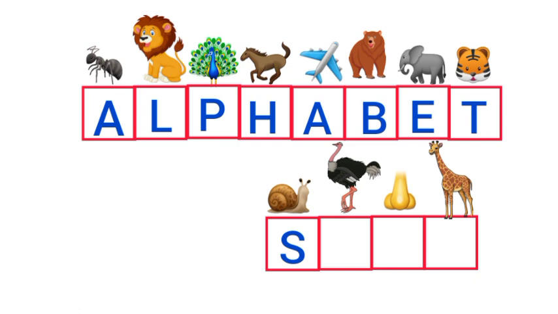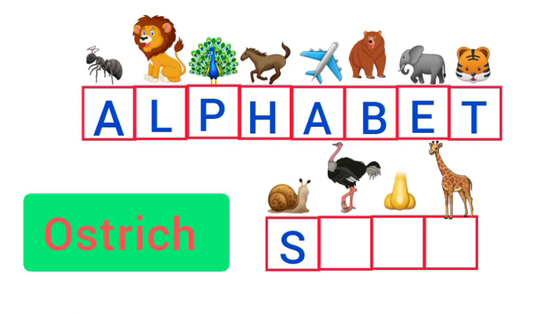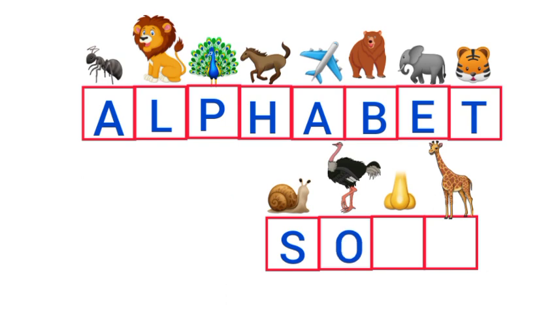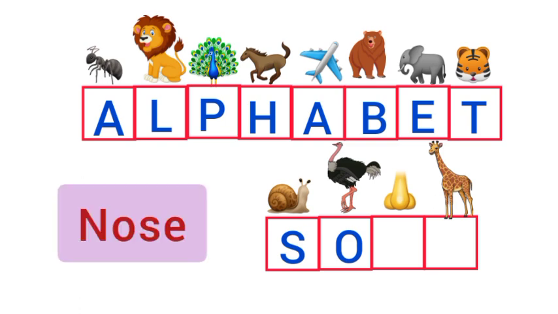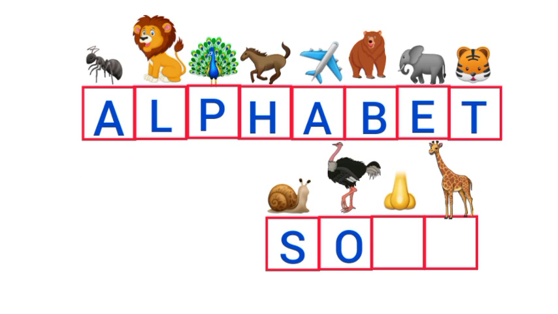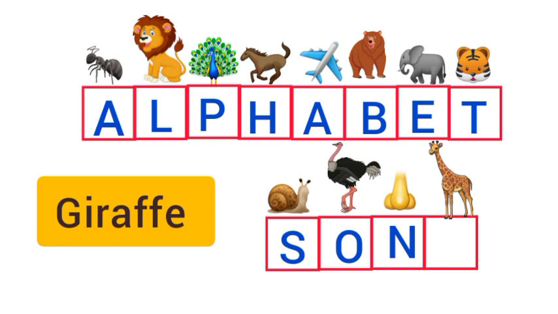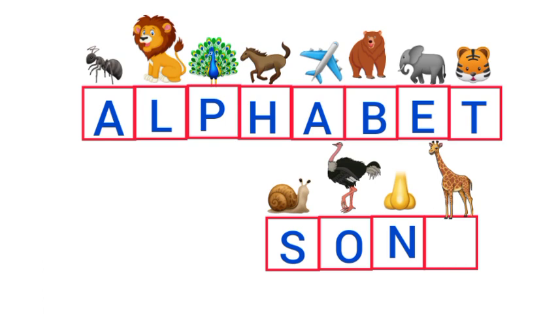Which is this bird, boys? Yes, it is an ostrich. So, we will write O in the box given. Which is the next picture? Yes, it is of a nose. The word nose begins with the letter N. So, we'll write N in the box given. Which is the last picture? Which is that animal? Yes, it is giraffe. The word giraffe begins with the letter G. So, we'll write G in the box given.